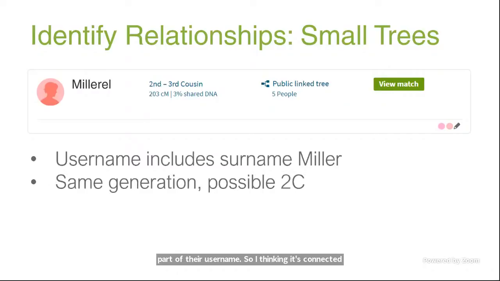And then I want to look again at the tree to kind of guess the generation. Are we in the same generation? So if we're in about the same generation, I'm guessing maybe we're possibly second cousins because we share 203 centimorgans. I use the Shared Centimorgan Project to kind of figure that out. So based on everything, the highest probability is second cousins because we're in the same generation.